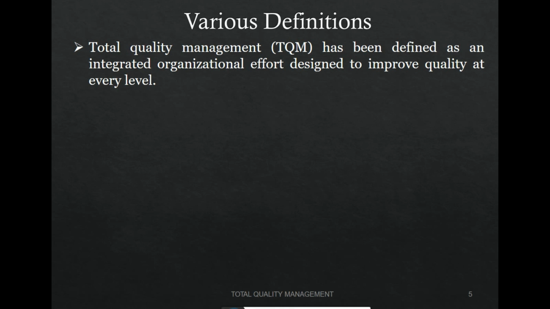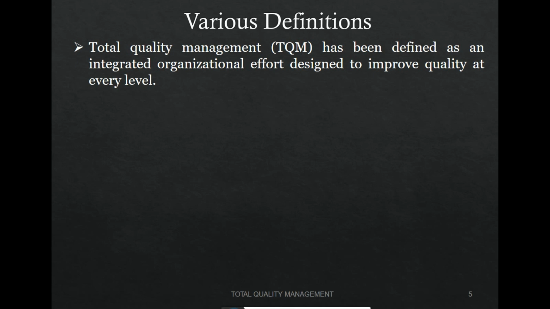Total quality management is defined as an integrated organizational effort designed to improve quality at every level. Here there are two parts: the integrated organizational effort, and improving quality at every level. It means that not only from the manufacturing point of view do you improve product quality, but you have to improve process quality. The process may be in the procurement department or the marketing department, but in all departments you have to improve the quality of the process, not only the product.